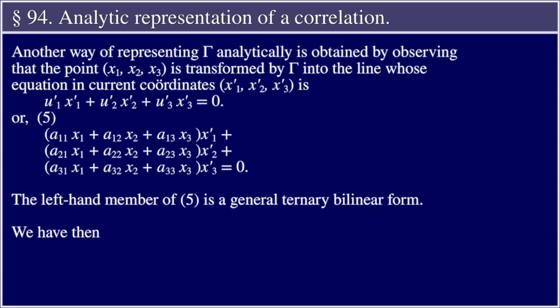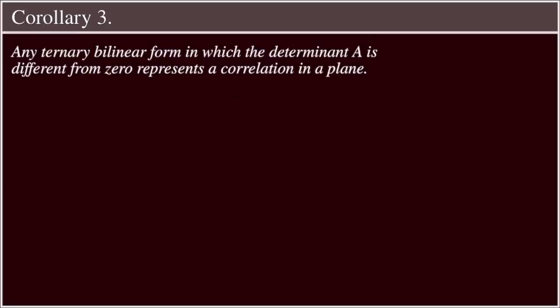We have then Corollary 3. Any ternary bilinear form in which the determinant A is different from 0 represents a correlation in a plane.